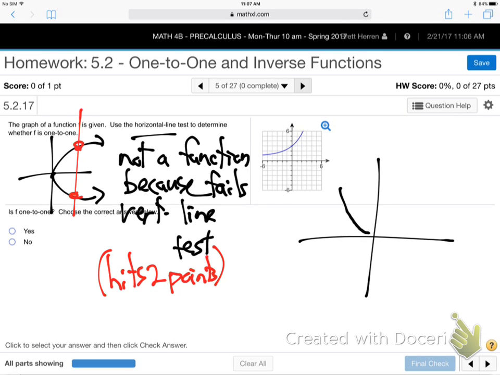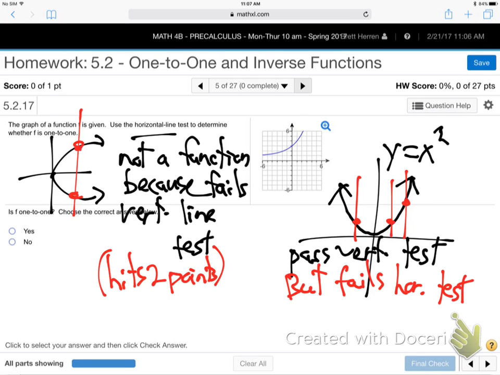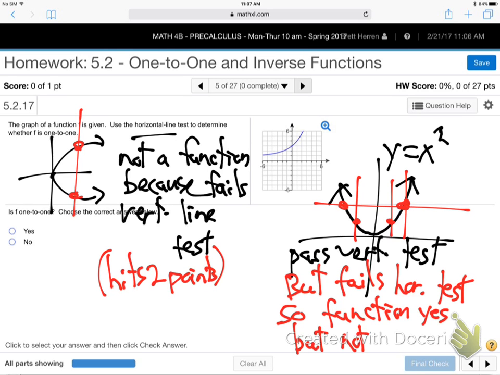Now, what if I gave you one that looks like this? That'd be y equals x squared, right? This passes the vertical test, right? What do I mean it passes the vertical test? I mean every vertical line only hits 1 point, not 2. So it passes the vertical, but it fails the horizontal test because there are horizontal lines that hit 2 points. What does that mean? So it's a function, yes, but not one-to-one. So it's the second, higher standard.